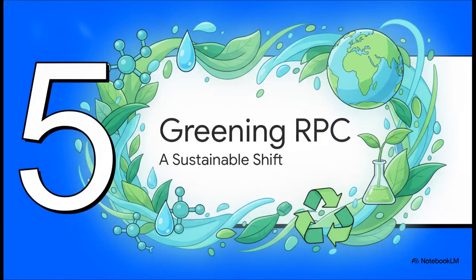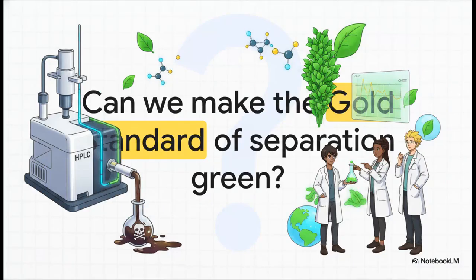Let's shift gears for Section 5, Greening the Chromatography Process, a Sustainable Shift. Think about the sheer volume of hazardous acetonitrile and methanol waste generated globally every single day by thousands of HPLC machines. It's astronomical. These solvents have high toxicity, and they require very special, expensive disposal. This massive ecological impact is forcing researchers to ask a really critical question: how do we maintain the incredible precision of RPC while actually protecting the environment and the analysts?